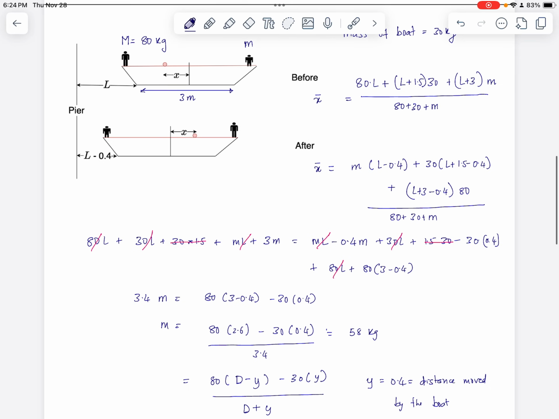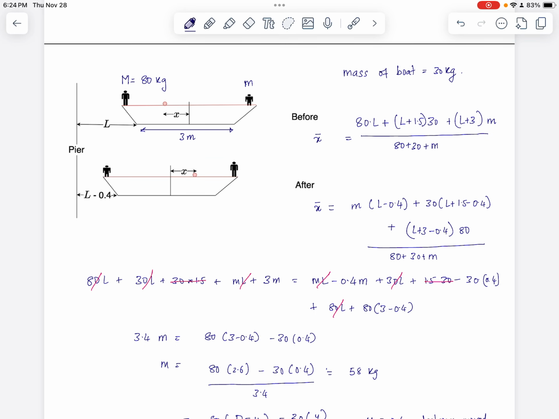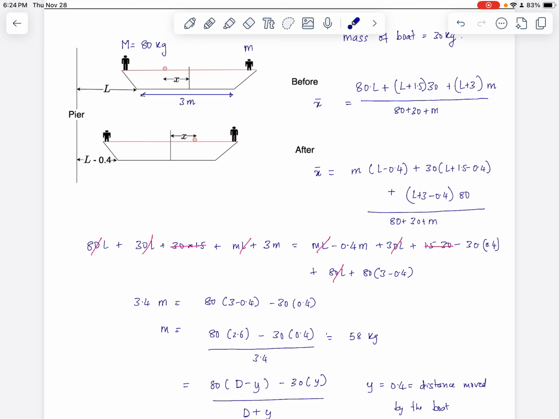So we could do this two ways. Okay, so one is that we find the position of the center of mass before. Okay, so when the man is assumed to be at this end, we find the position of the center of mass as 80 times L plus the contribution from the mass of the boat and the contribution of mass of the girl, okay, divided by total mass. Okay, and after the man has moved over here, we get the contribution of the girl plus the contribution of the boat plus the contribution of the man.